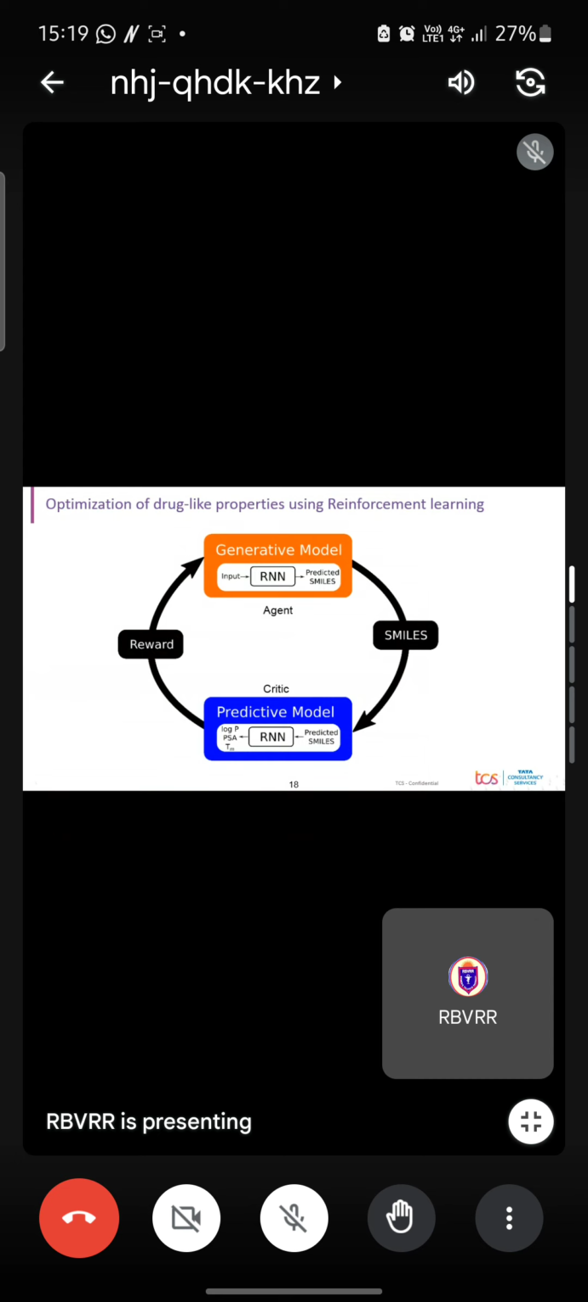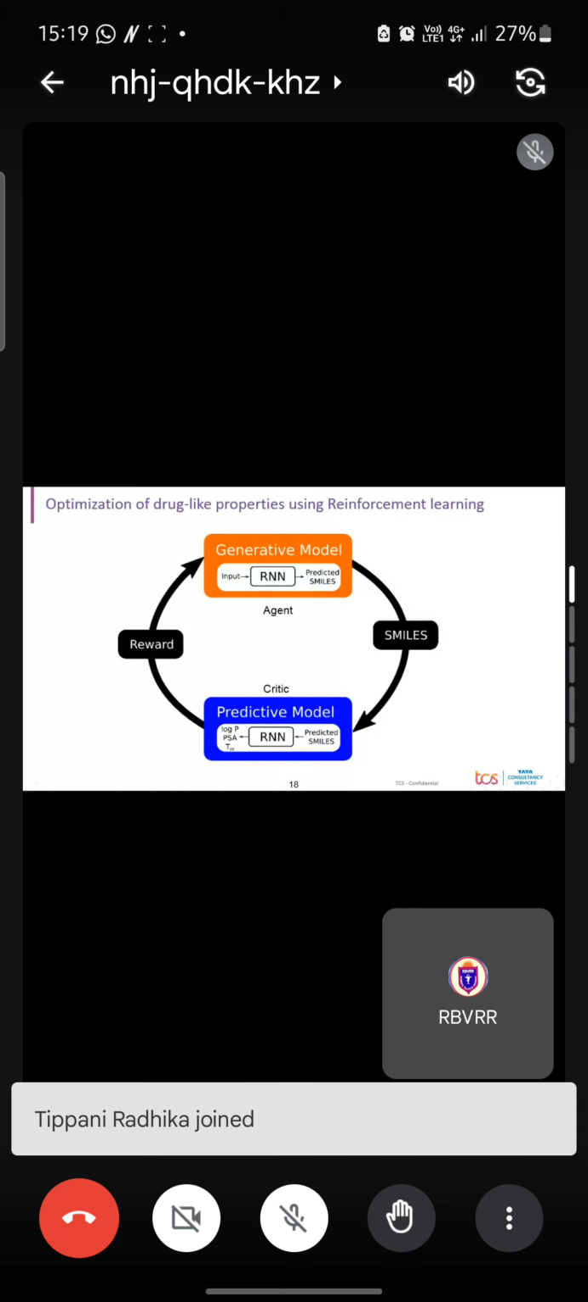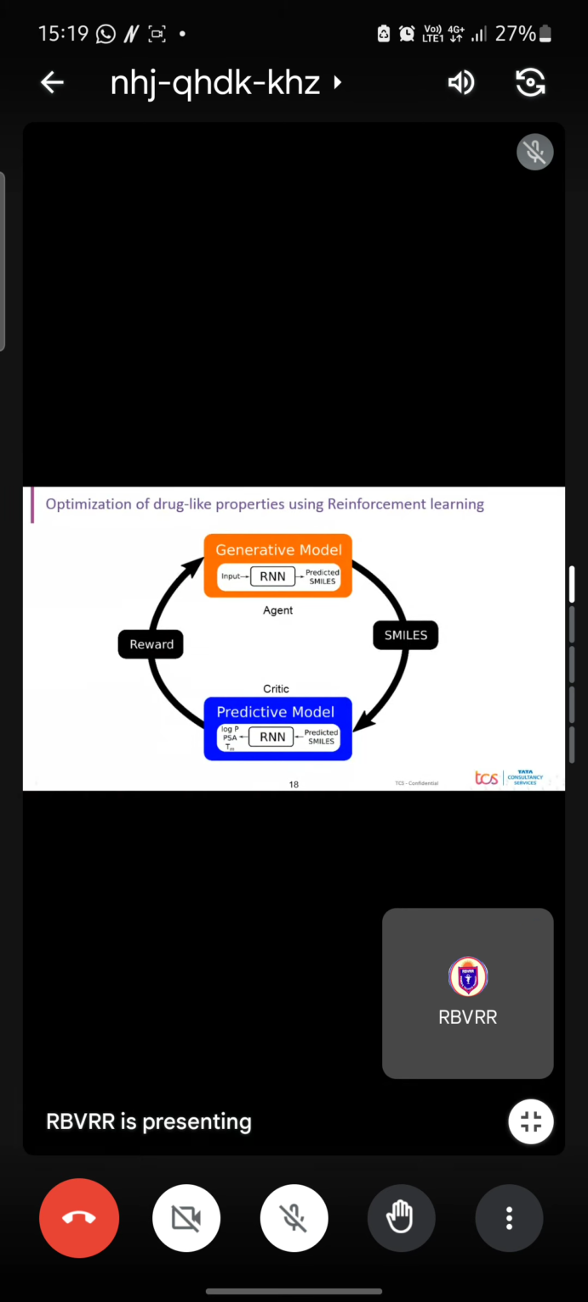And we combine both these machines to optimize the properties. We have our generative model, which uses recurrent neural networks, and a predictive model, which also uses recurrent neural networks. We call this the agent, and we call this the critic. The agent generates new SMILES, that is, new molecules, and for these molecules the predictive model will predict the properties of interest to us, whatever we have asked the machine to do.